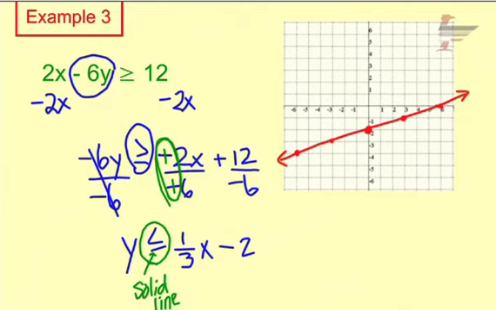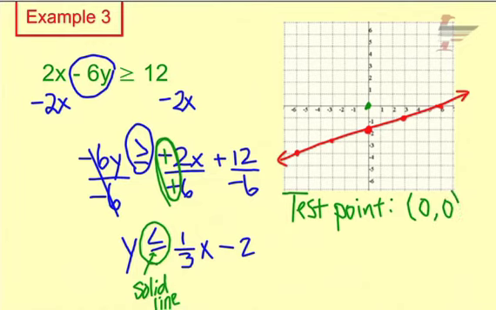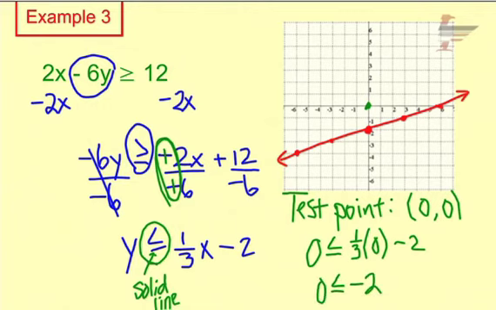So our inequality is less than or equal to. Are we going to shade above or below? You're going to see a lot of this test point. Maybe you already know what it should be. But test point, I'm looking at the point 0, 0. We want to know, is that a solution? So plug it in for x and y. 0 is less than or equal to 1/3 times 0 minus 2. So is 0 less than or equal to a negative 2?